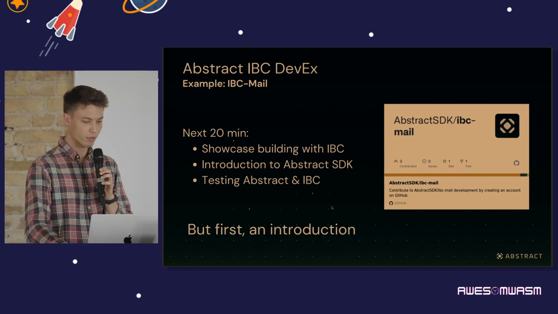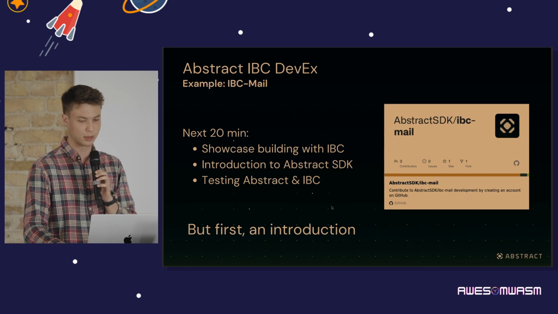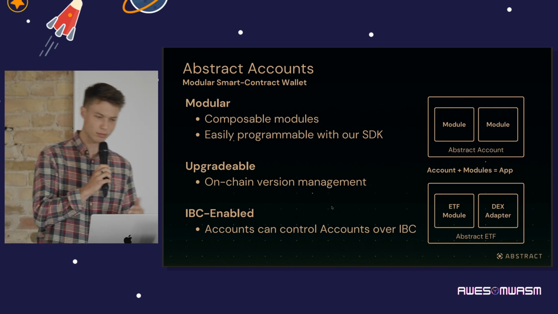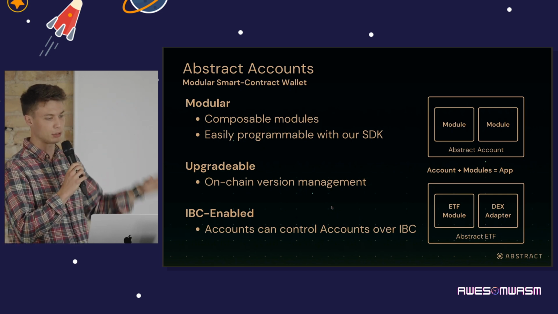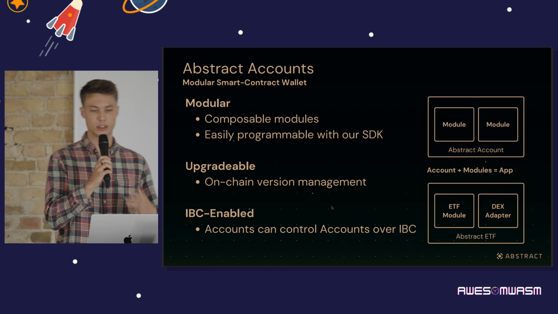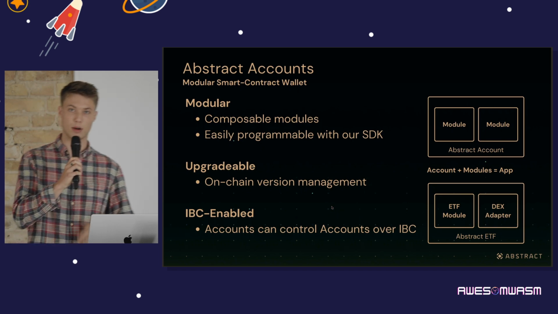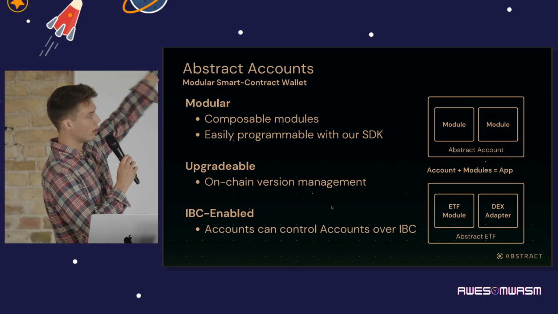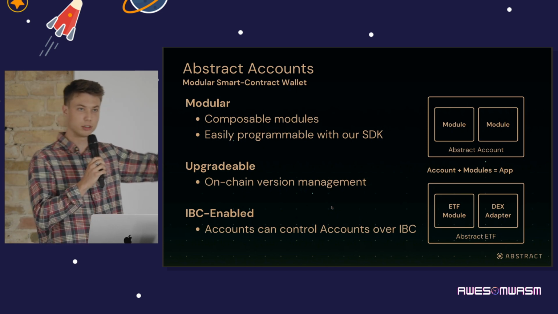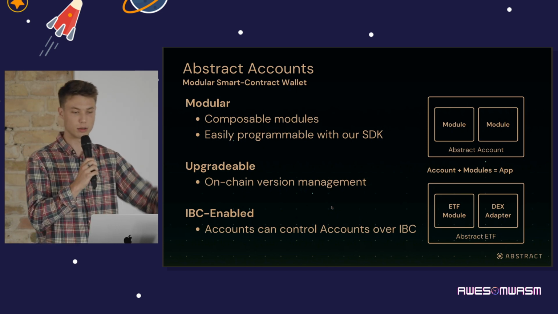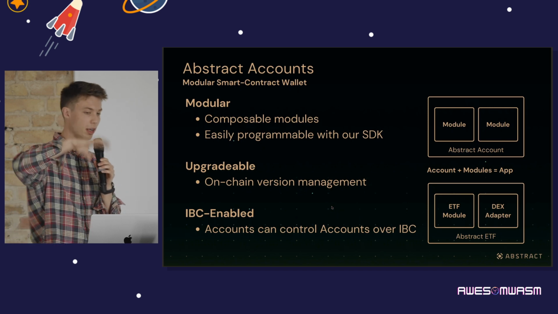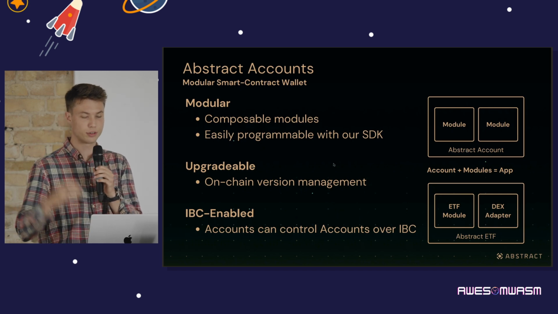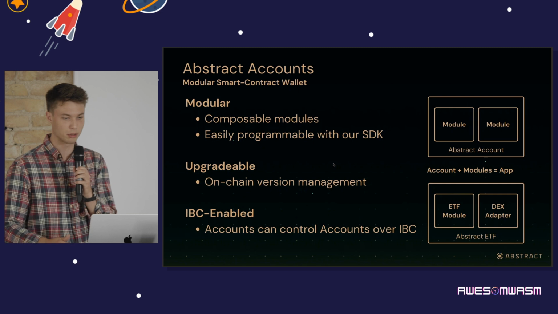Okay. So first, a little introduction to what Abstract actually is. Abstract is a smart contract framework that is centered around Abstract accounts. And Abstract accounts are smart contract wallets that are modular. So you can create an Abstract account and then install modules on top of it. And the modules have permissions to execute actions on the account. So this way you can create modular and composable applications. It's very easily programmable, which is what I'll show you later in the code.